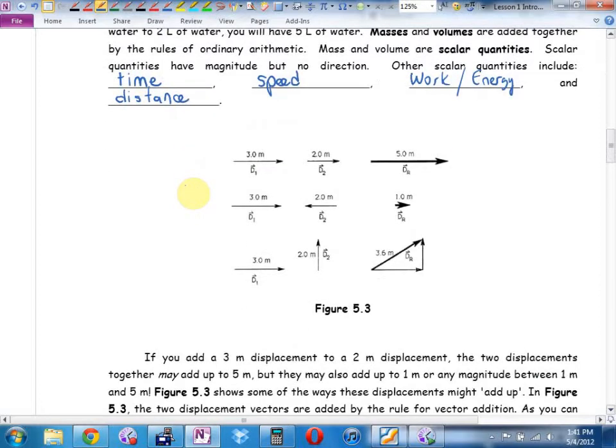Displacements are scalars. If I add 3 meters to 2 meters, I can get 5 meters. If I add 3 meters right to 2 meters left, I get 1 meter right. Or if I add 3 meters right to 2 meters up, I can get kind of a little diagonally at an angle, a different length. I can get any distance between 5 and 1. Any length, any magnitude between 5 and 1 at a bunch of different angles.